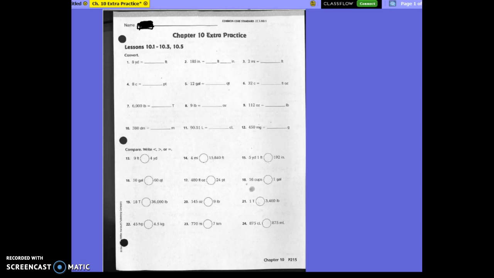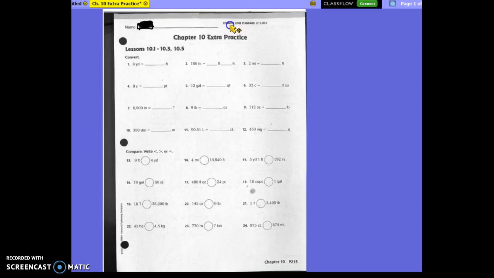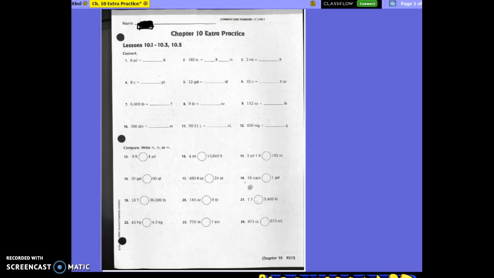We're going from a large measurement to a small measurement. What are we going to do? Multiply. Okay, so large to small equals multiply. So what's the other one? Small to large equals divide, right?